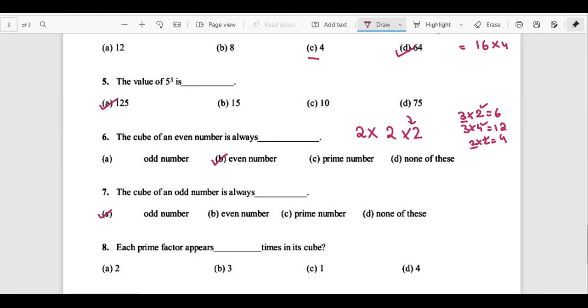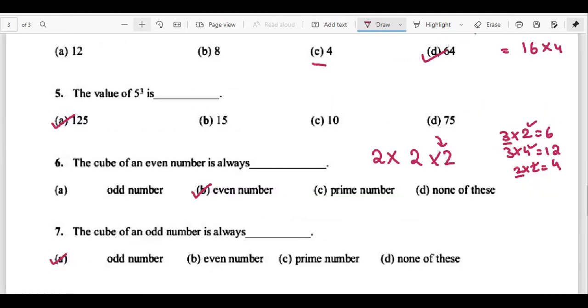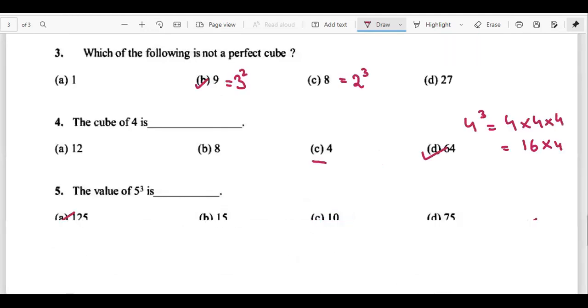Okay, so what is the question? Each prime factor appears dash times in its cube. So what is the answer? 3 times. Yes. Now, this basically needs to be discussed. Okay, let's talk about it.